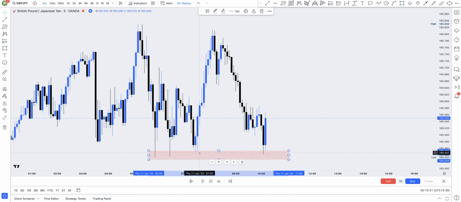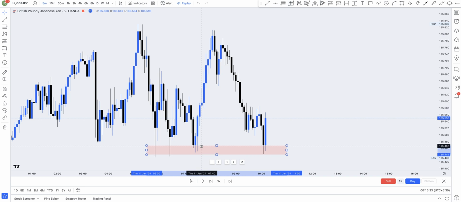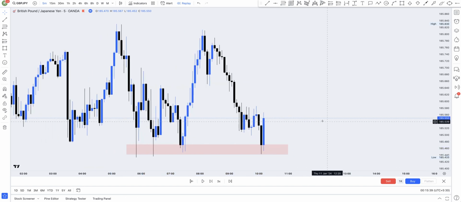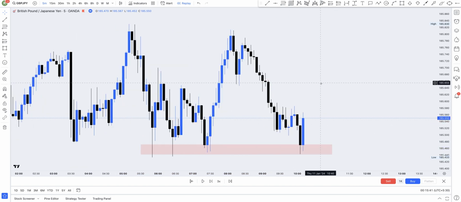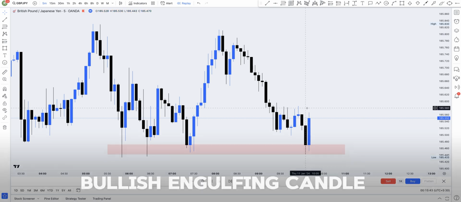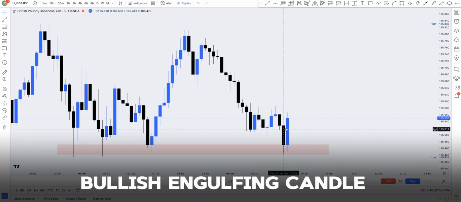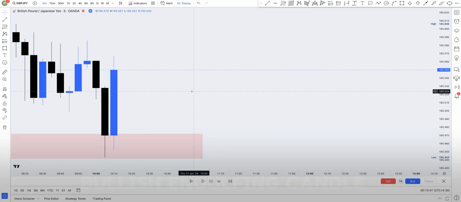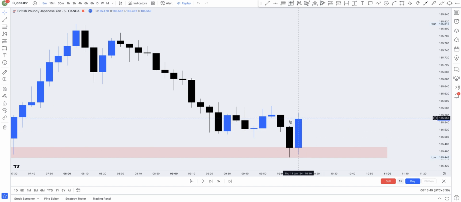So you can see, and you already know the reason why I drew this as the support zone: because of the multiple rejections. And this time around, look at what we have here. We have a bullish engulfing candle. This candle has engulfed this one. You can see how long the body is. It has engulfed this one.